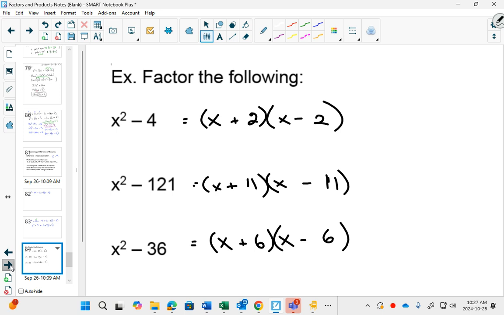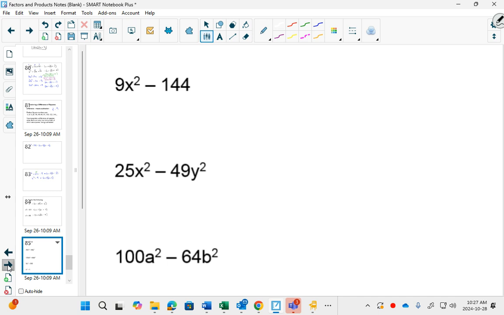So now we can make a little bit harder differences of squares with numbers in front. But 9 is just 3x and 3x, and 144, 12 and 12. And one is plus, and one is minus. So I recognize the difference of squares, and I factored it completely right from the beginning.